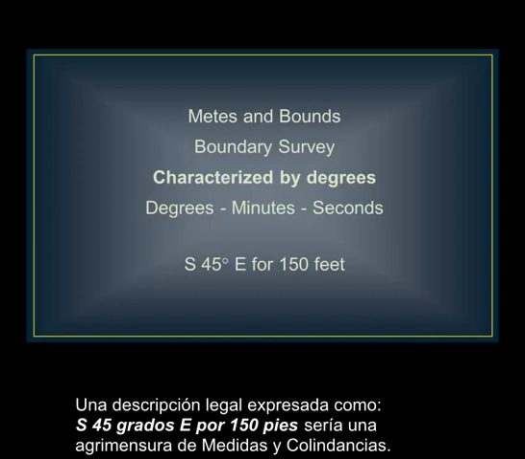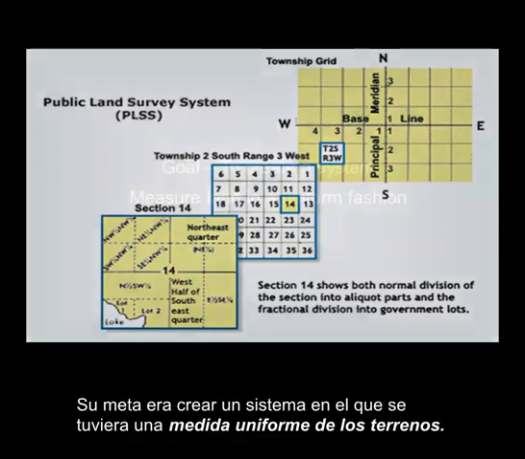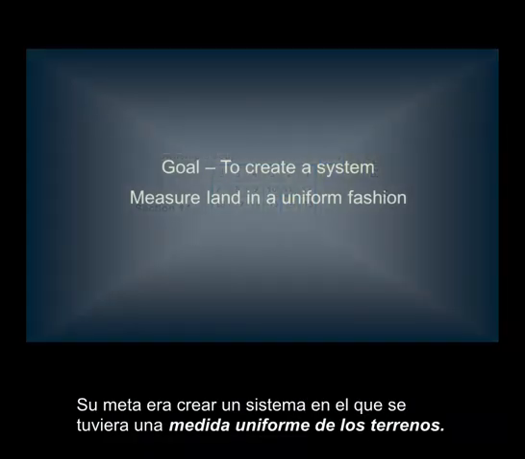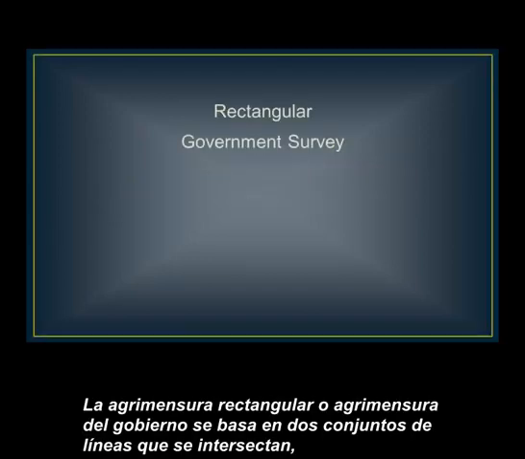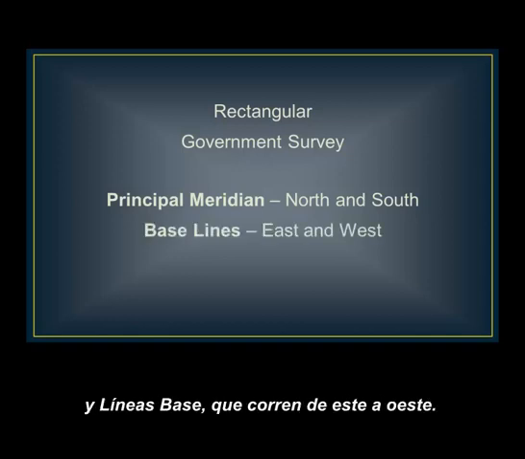In 1785, the federal government began using the rectangular survey system to identify government land. Their goal was to create a system that would measure the land in a uniform fashion. The rectangular, or government survey, is based on two sets of intersecting lines known as principal meridian lines, which run north and south, and base lines, which run east and west.